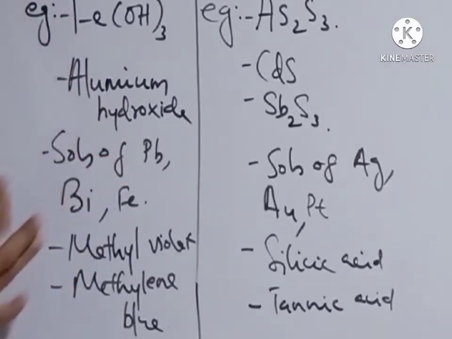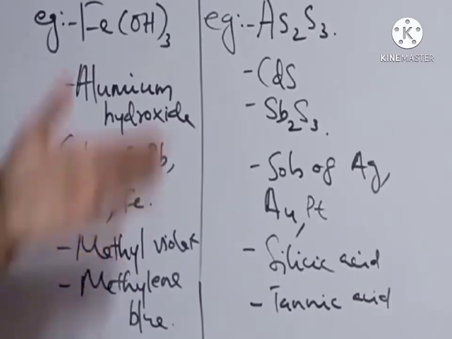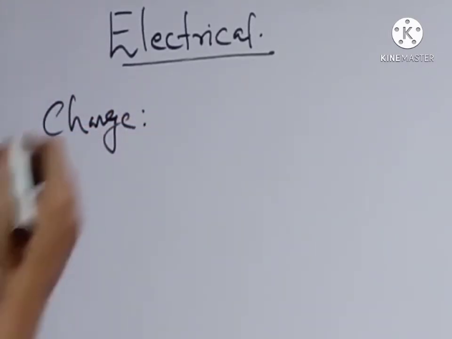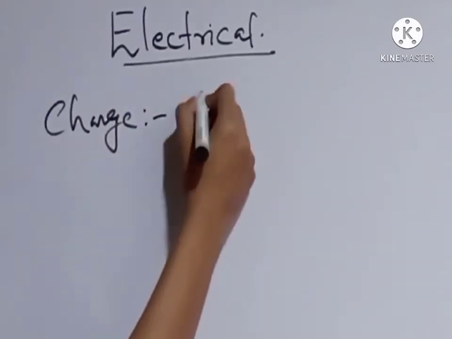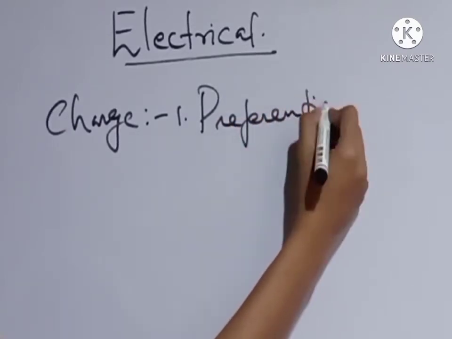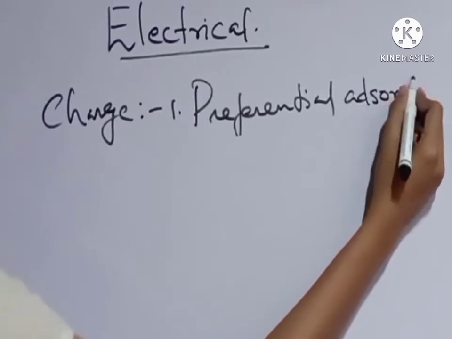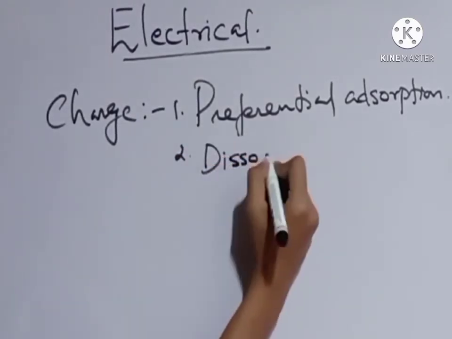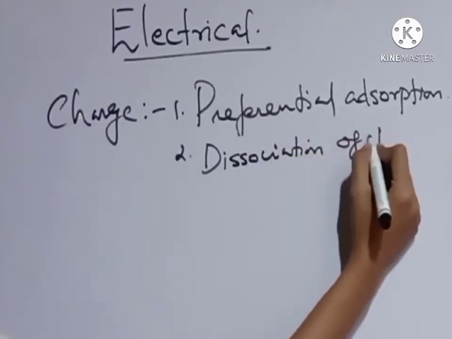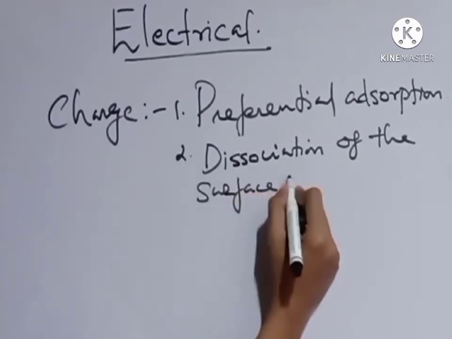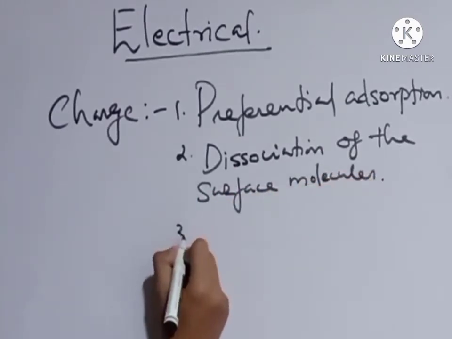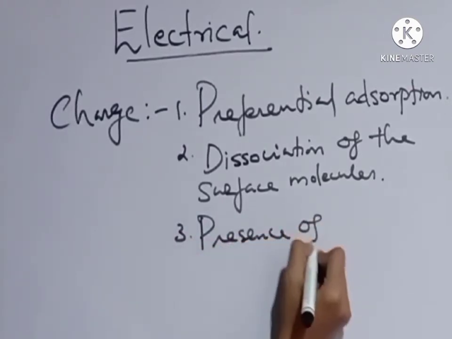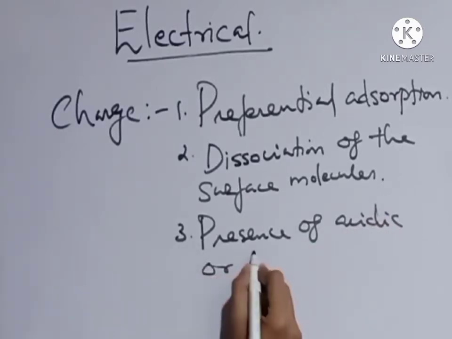What are the reasons behind the positive and negative charges of colloids? Okay, let's move on to that. Three major reasons behind the charge of a colloidal particle are: the first one is preferential adsorption, the second reason is dissociation of the surface molecules, and the third reason is the presence of acidic or basic groups.